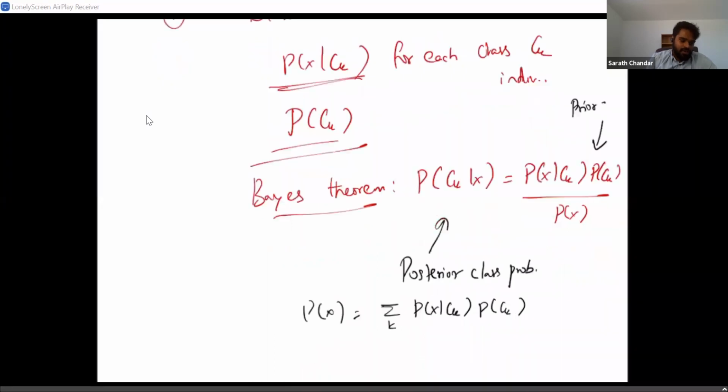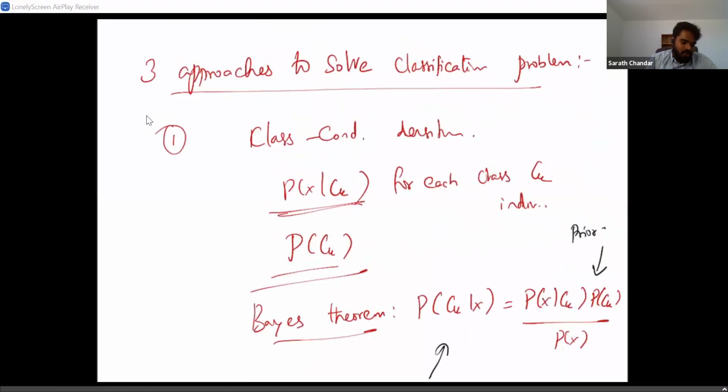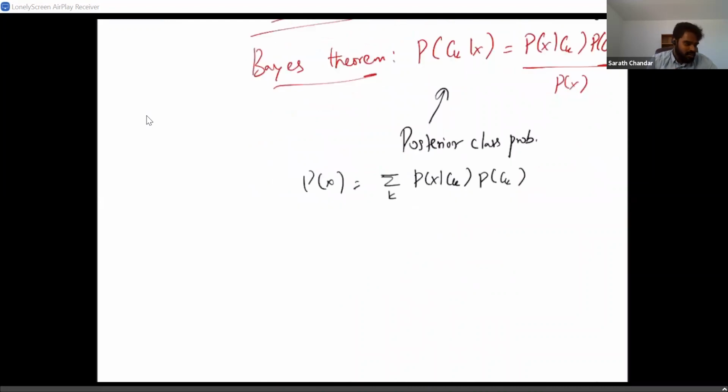Okay, so now this is the first approach. You first model P of x given Ck and P of Ck, and then use Bayes' theorem to find the class. Okay, so there are a couple of ways to do this.